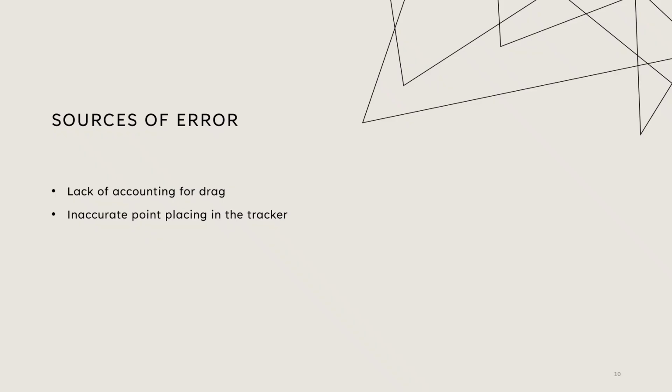Now, when we're talking about sources of error, the only real ones would be the lack of accounting for drag in the model, and also inaccurate point placing in Tracker. Those are the two major ones because the data is pretty consistent with what the math would be. So we can have confidence in that.